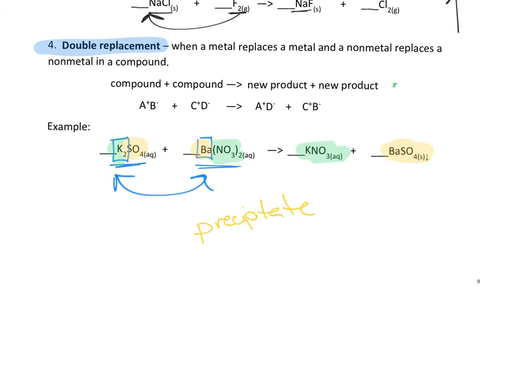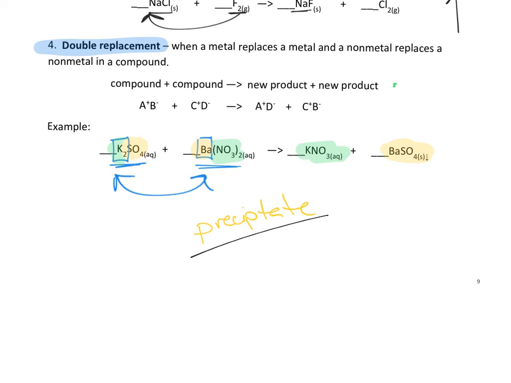Looks like precipitate. And there's going to be a chart, the solubility chart, that we use to predict precipitates. We're going to look at that more later in predicting products again. But those precipitates are solids that are formed whenever a double replacement reaction happens.